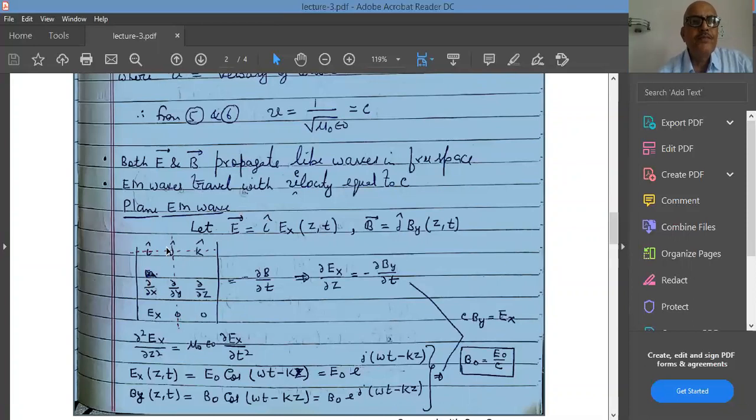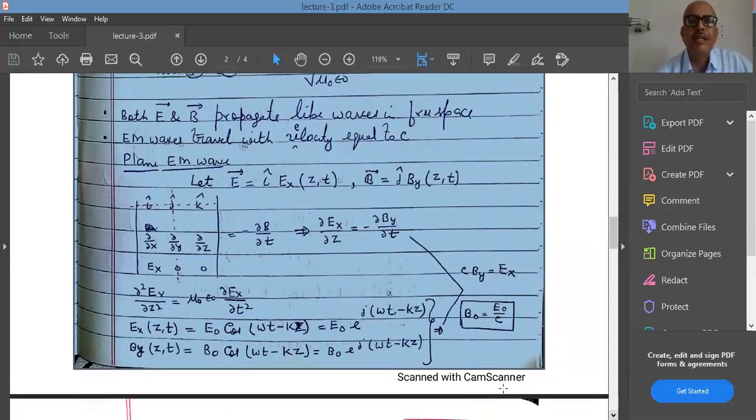So if you just compare the Y component, X component is 0, Z component is 0. If you compare the Y component, because magnetic field on the right hand side has a Y component, we have del Ex over del z is equal to minus del By over del t. Similarly, del square Ex over del z square is mu naught epsilon naught del square Ex over del t square. That comes from the general wave equations, from where we have written all these things.